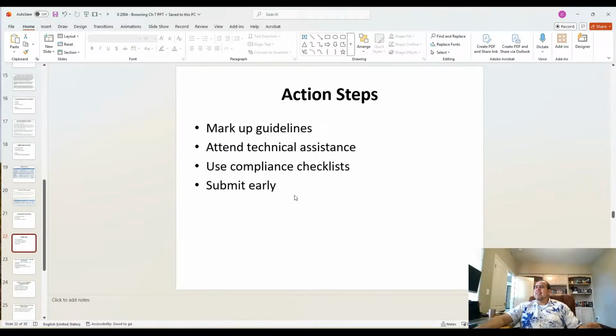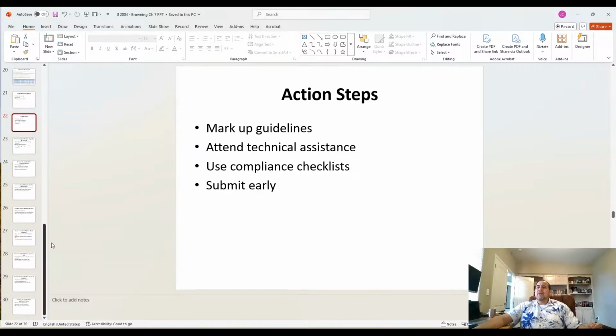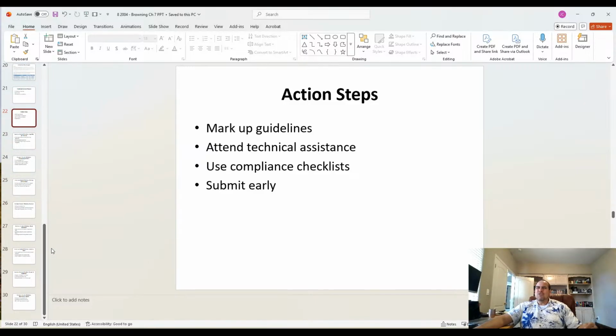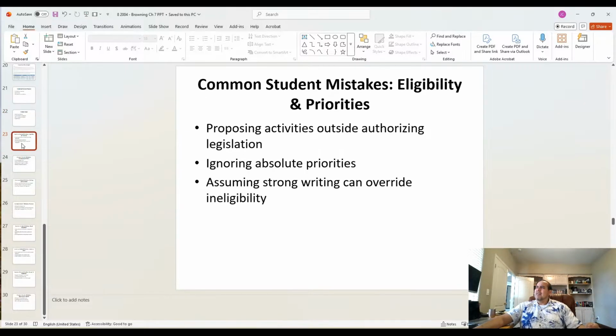Use compliance checklists and then submit your grant early, which could be a couple of days, maybe a week. A lot of times you don't have too much time to submit early, but I think what they're saying is don't submit it the day of. Try a day or two before, in case you run into some sort of kinks, like missing a particular document or signature, so you're not left with those details at the very end.